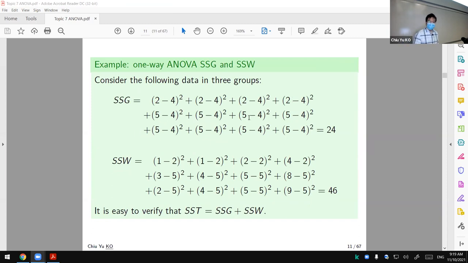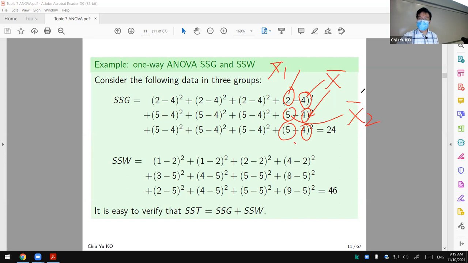Okay. So just to remind you what is going on here: this is the overall mean, right? This is the mean of group 1. Okay, 5 is the mean of group 2. This 5 is the mean of group 3. Okay. Here I have the same number of observations for every group. We don't need this assumption, but I just make the calculation easier, but you can allow it to be different.